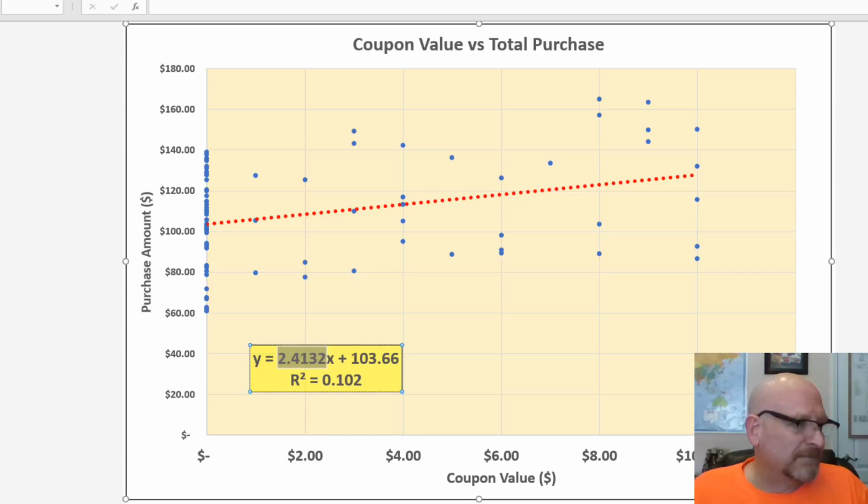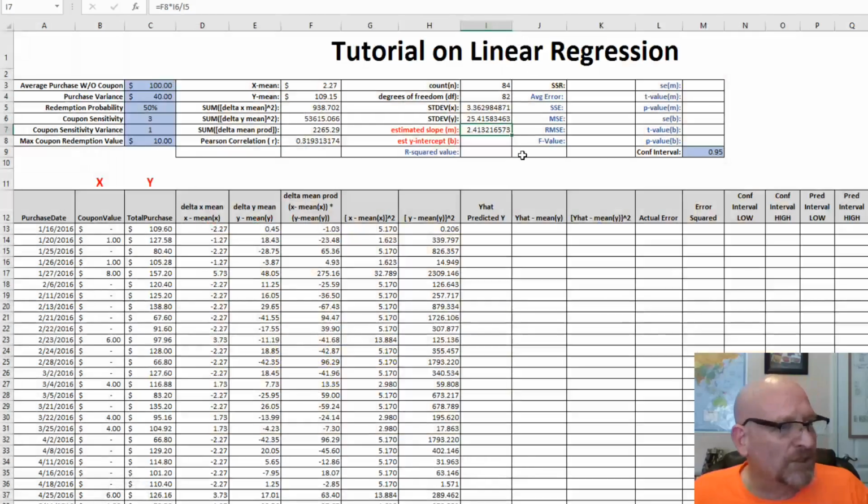Which is, if we go back, that's the slope that we just calculated. So we are accurate. We're right on. We got the right formula here. This works. Okay.